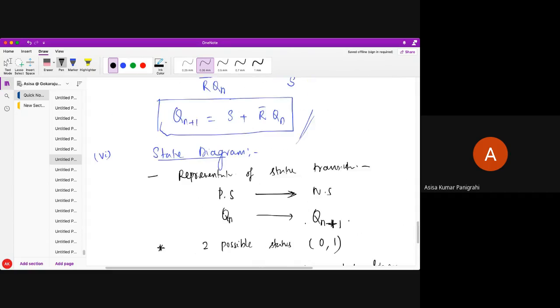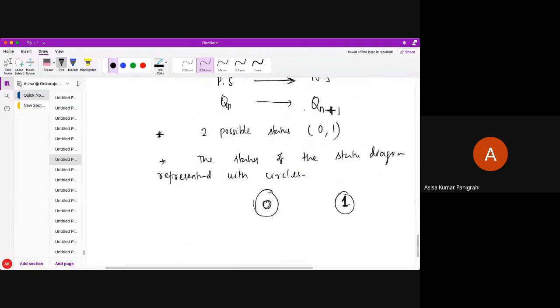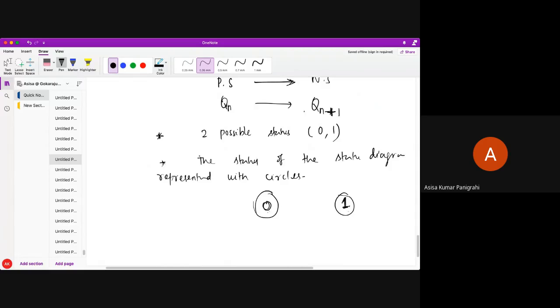Are you understanding what the characteristic table is? The present state is either 0 or 1. Am I correct? The next state is also either 0 or 1, or maybe don't care. Don't care is nothing else, either 0 or 1. So what do you understand from this? A flip-flop must have only two states, nothing else, and the states are represented with circles.